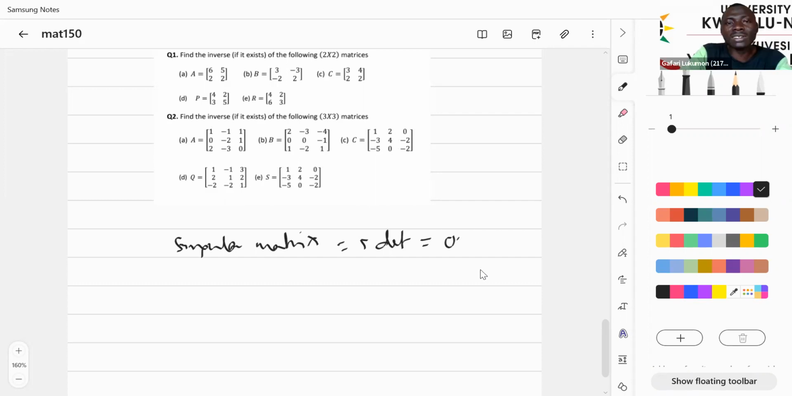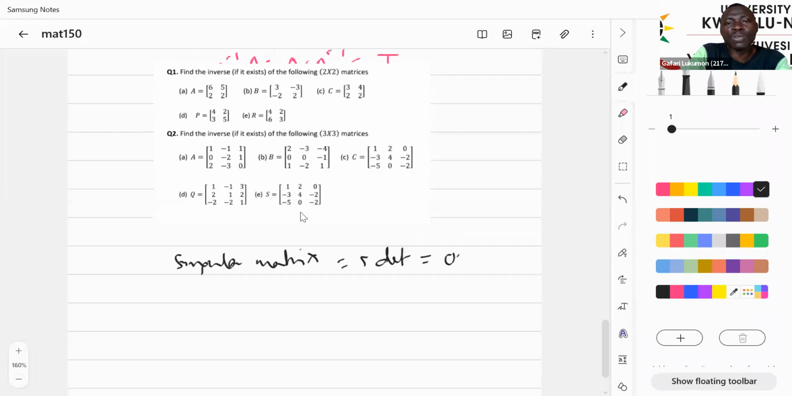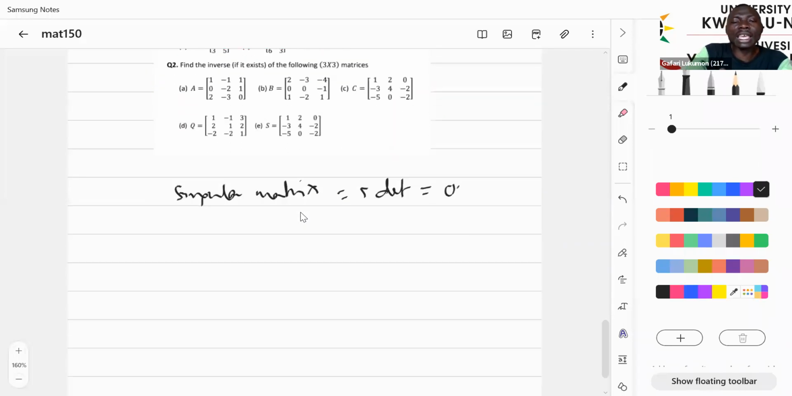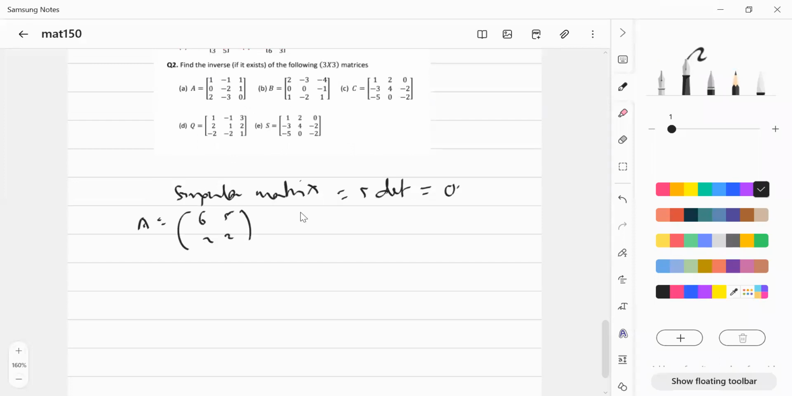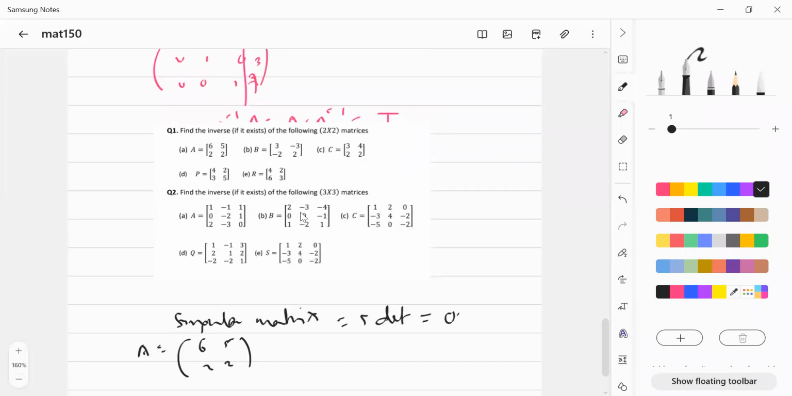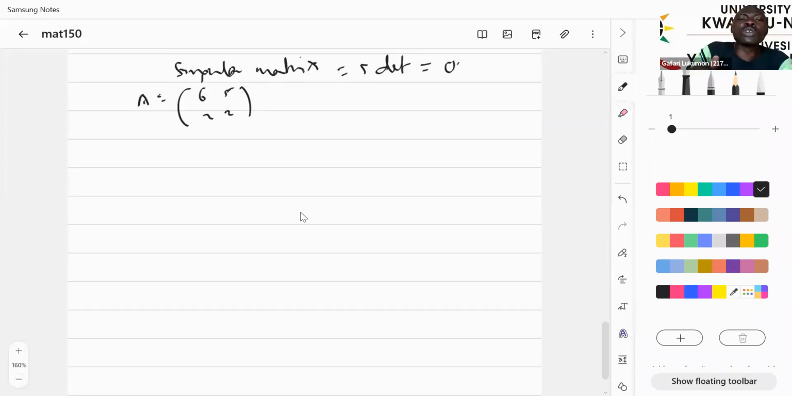So, okay, now let me use this first one as an example for you. We have our A to be 6522. A is equal to 6522. What you have to do first is to write it in augmented form.